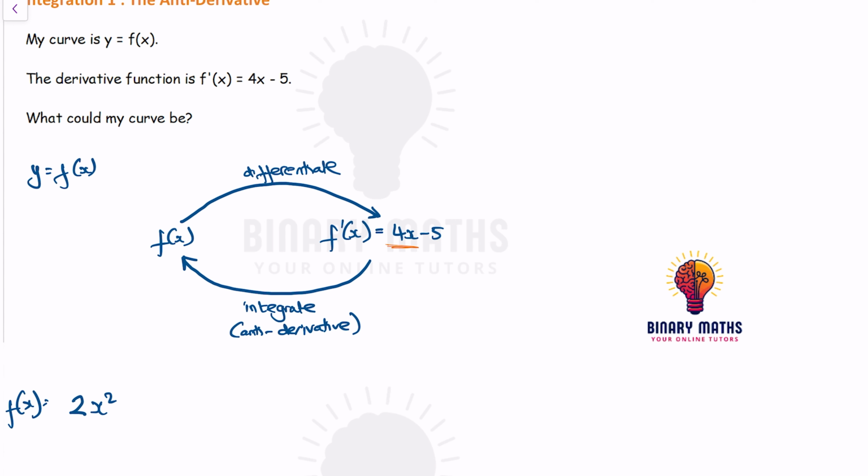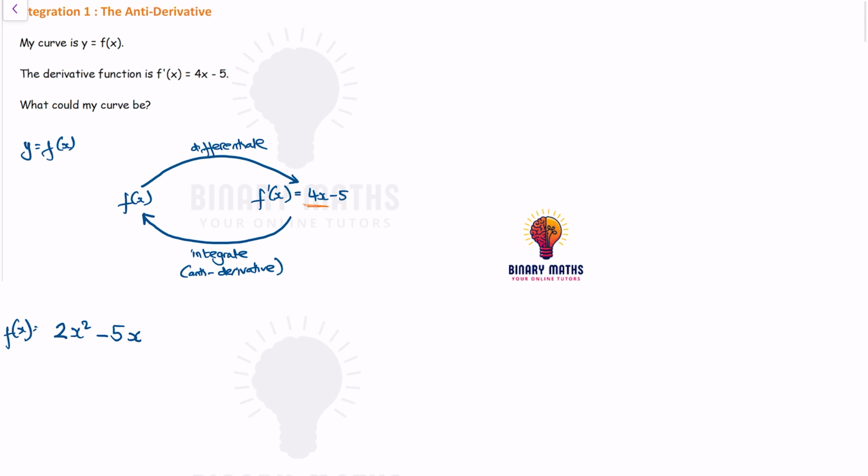So that's right. What do I need to differentiate now to get minus 5? To get a constant, I need to differentiate x. When I differentiate x, I get just 1. But I want minus 5, so I need to differentiate minus 5x. So this is the answer I've got via the opposite of differentiation. If I differentiate this, 2x squared differentiates to 4x, and minus 5x differentiates to minus 5. So that is correct, which is what I wanted.